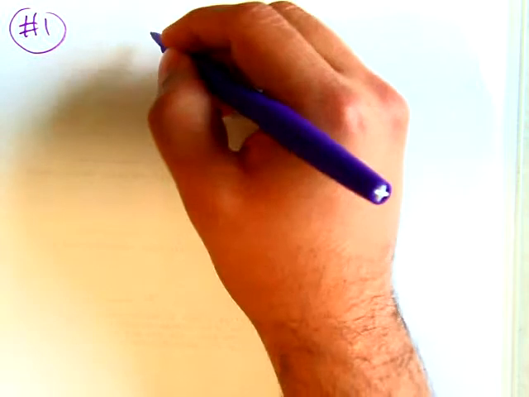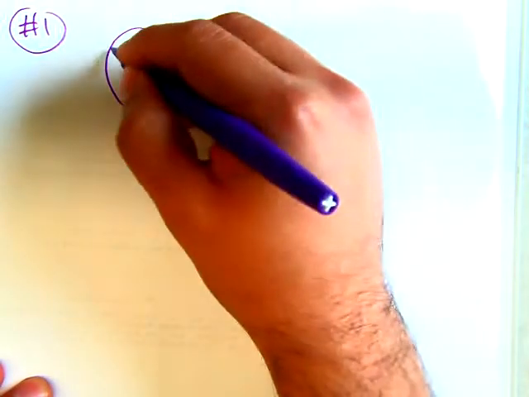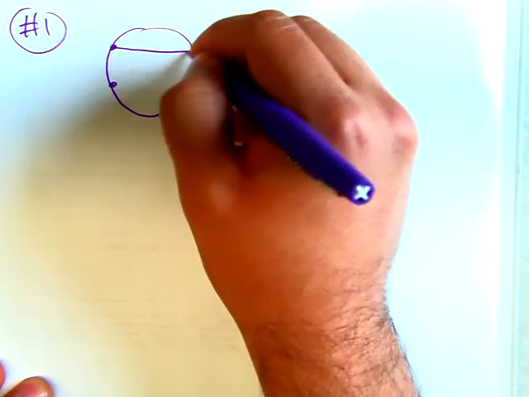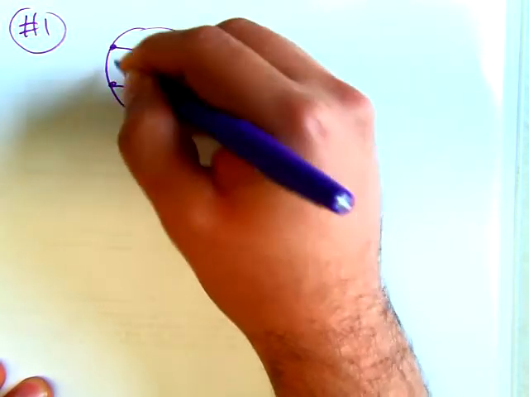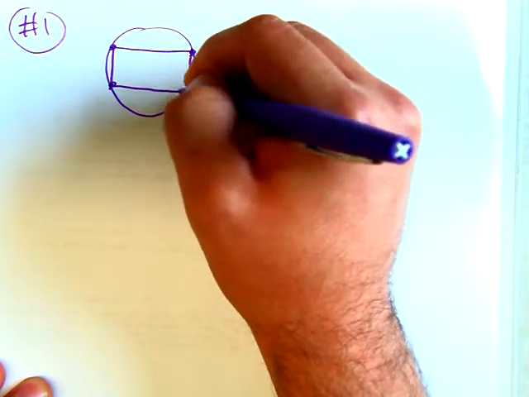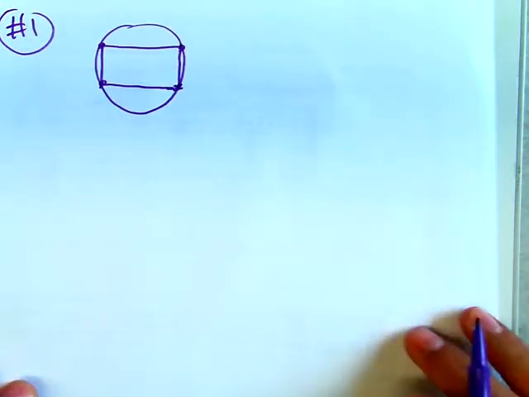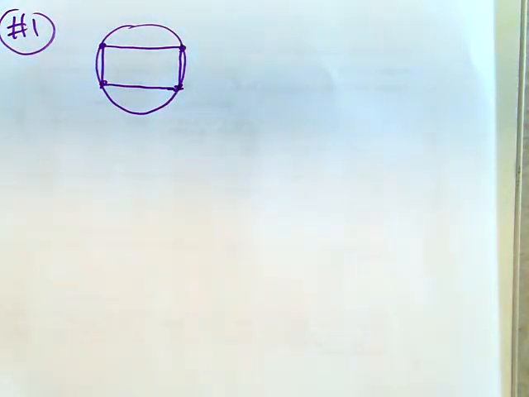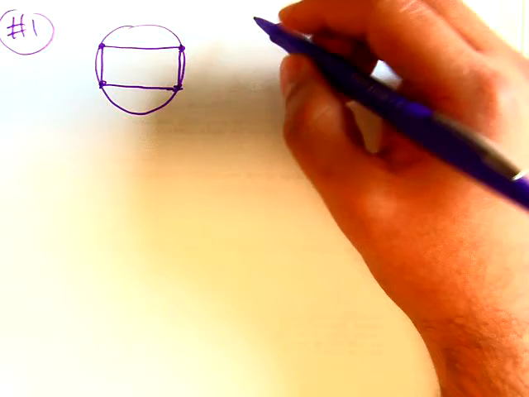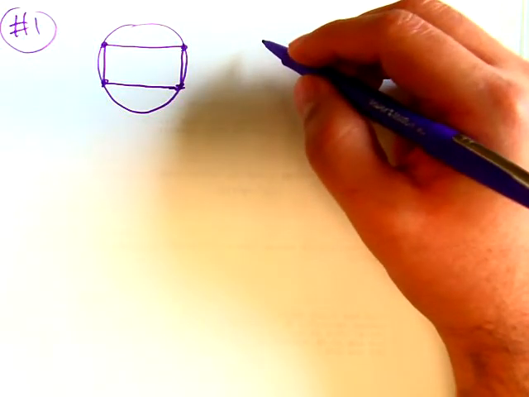On, was it page 10, number 1? You have a circle. It should look something like this. If there's a rectangle inscribed in it, then maybe something like that. Okay. Now, they wanted you to find a function for the perimeter, is that right?